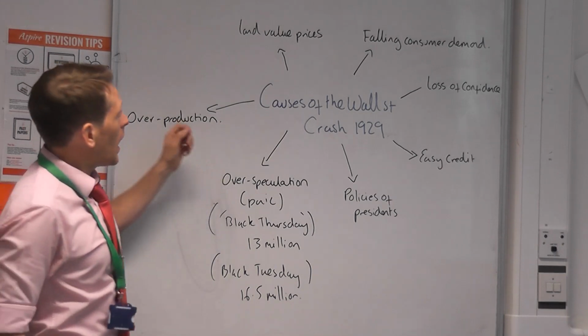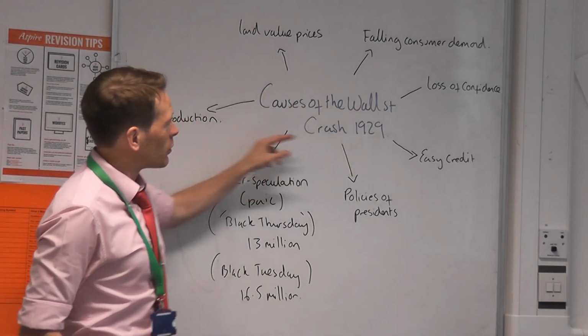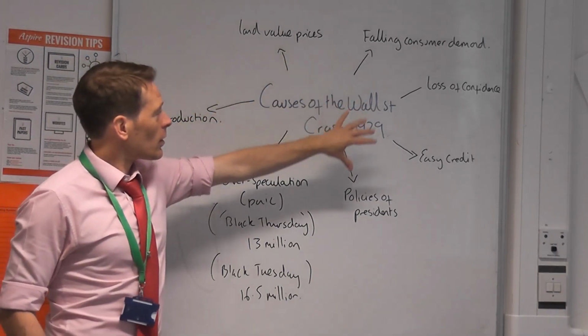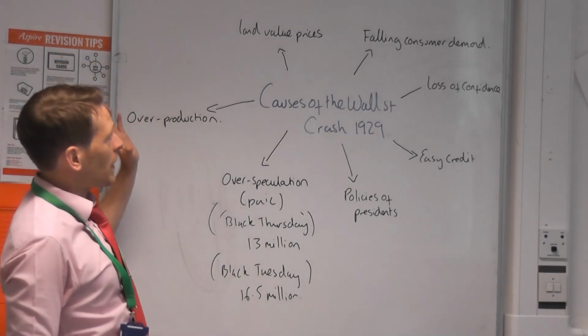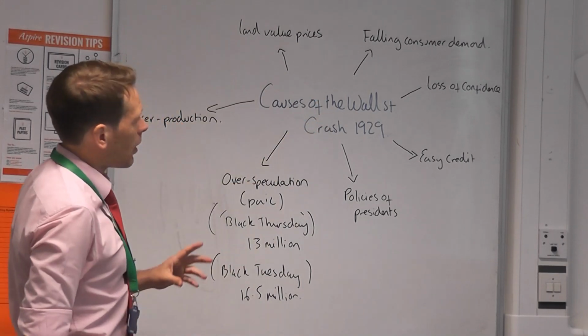The last one I'm going to do is the causes of the Wall Street crash. Now, to go alongside the causes of the boom, the reasons for the crash are fairly similar. They are just things that have gone too far. I'm going to start with the long-term ones.